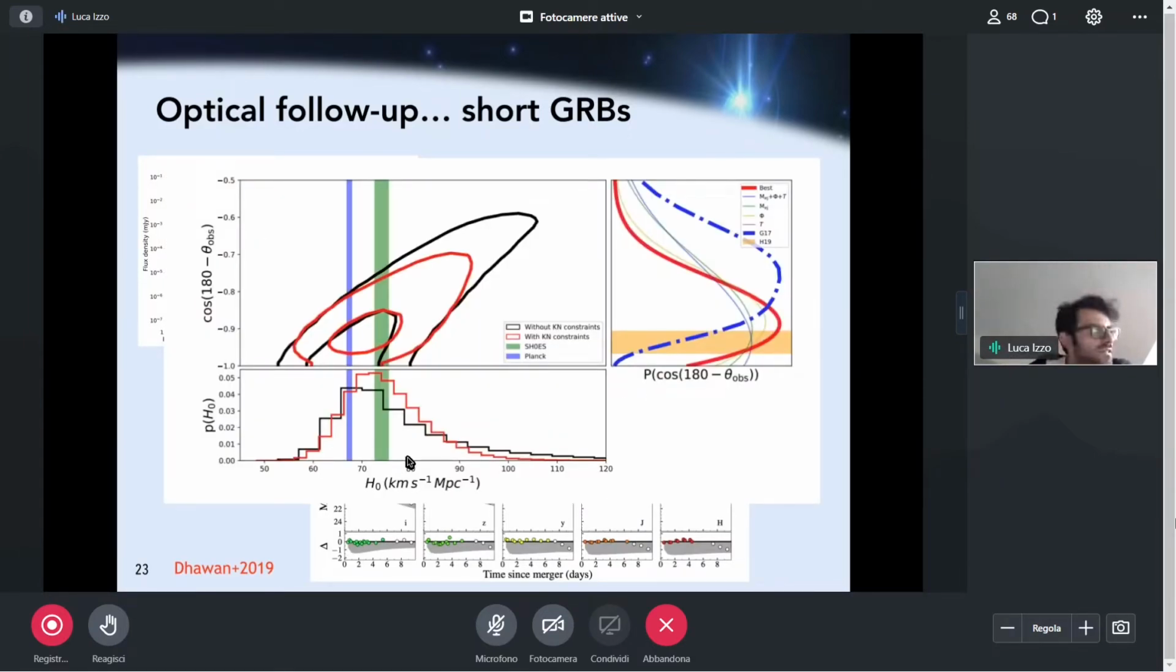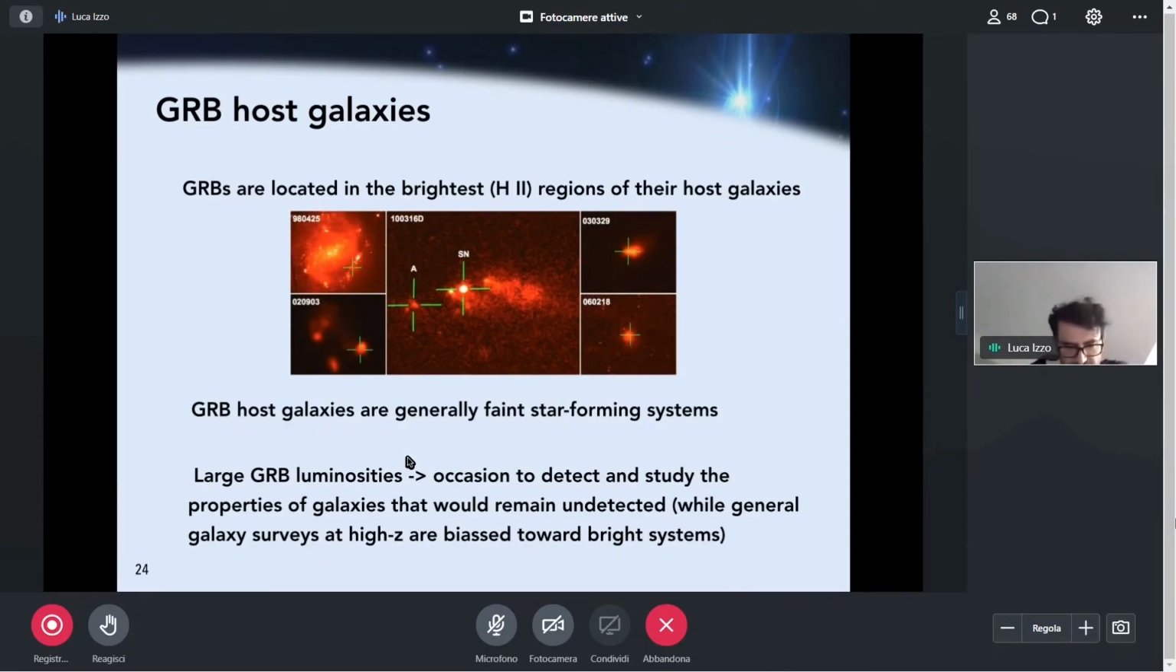A few last slides, a few minutes, just mentioning another important application of optical observation of gamma ray bursts. So we know that GRBs are observed in the brightest region of their host galaxies, because the progenitors of gamma ray bursts are very massive stars with an average life of a few mega years. So generally, they explode in the same region where they form, that are massive H II regions, and H II regions are the brightest.